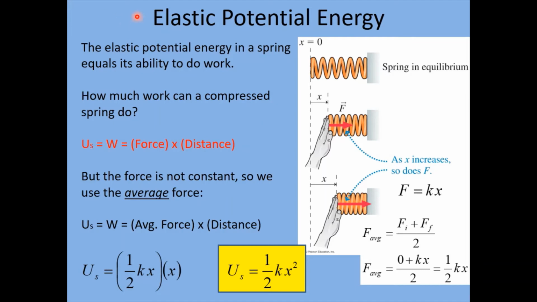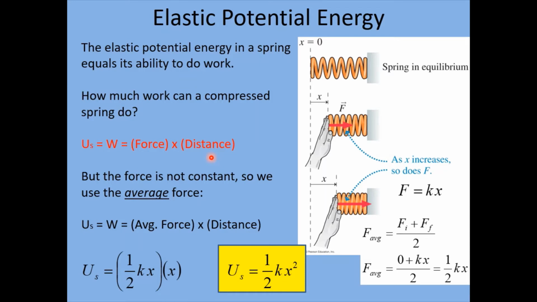So another common type of potential energy is called elastic potential energy. The elastic potential energy is the energy that's stored in a stretched or compressed spring. So elastic potential energy in a spring equals its ability to do work. So the question is, how much work can a compressed spring do? Well, we know that work is force times distance. So the potential energy in a spring due to elastic potential energy is going to be equal to how much force, times how much distance that spring can push with.